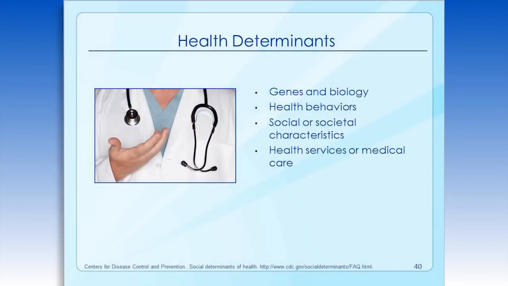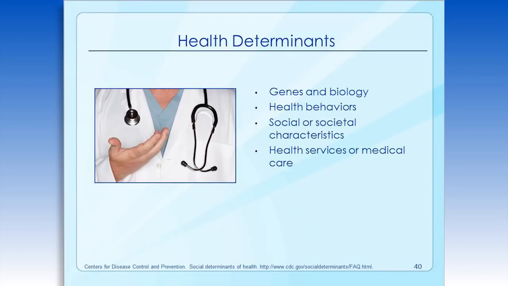What are some examples of genes and biology? You might think of a person's sex or age or immunity levels. For health behaviors, it could be whether or not a person is a smoker. What are that person's eating habits? Whether or not a person takes medications that are prescribed for a chronic condition that the person has.